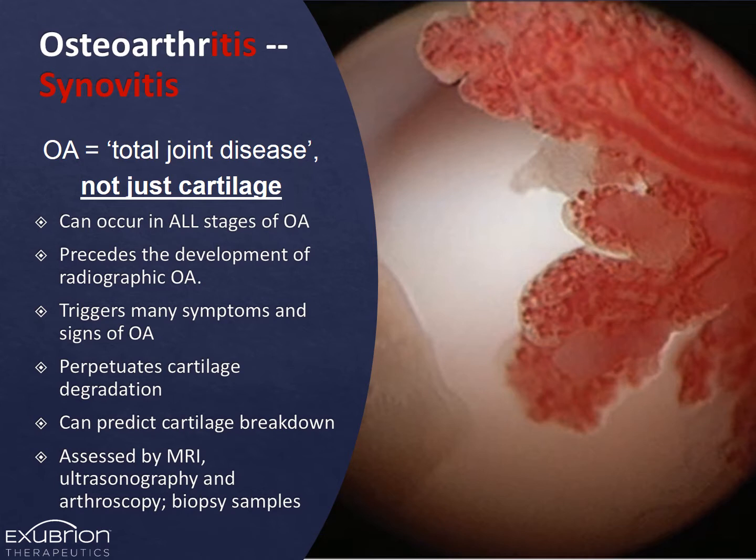OA may be defined in pathologic terms as the aberrant repair and eventual degradation of articular cartilage in association with alterations in subchondral bone metabolism, periarticular osteophytosis, and a variable degree of synovial inflammation, in that all forms of osteoarthritis display some degree of inflammation.